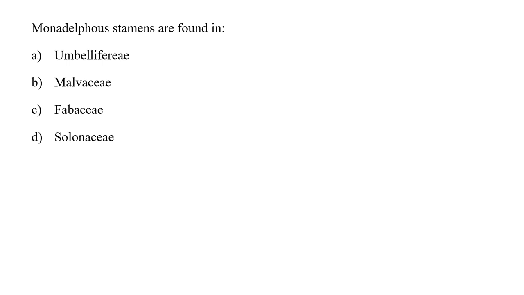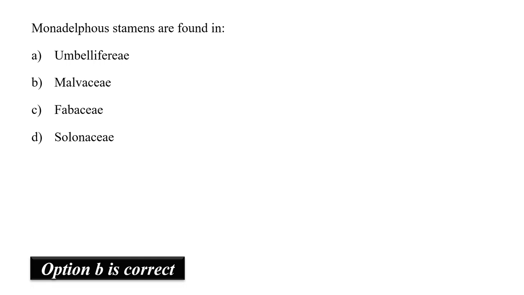Monodelphous stamens are found in Umbelliferae, Malvaceae, Fabaceae or Solanaceae. When the stamens of a flower are united as a tube around the style of the carpel, such a condition is called monodelphous. Androecium having the monodelphous condition is found in Malvaceae. So option B is the correct answer.